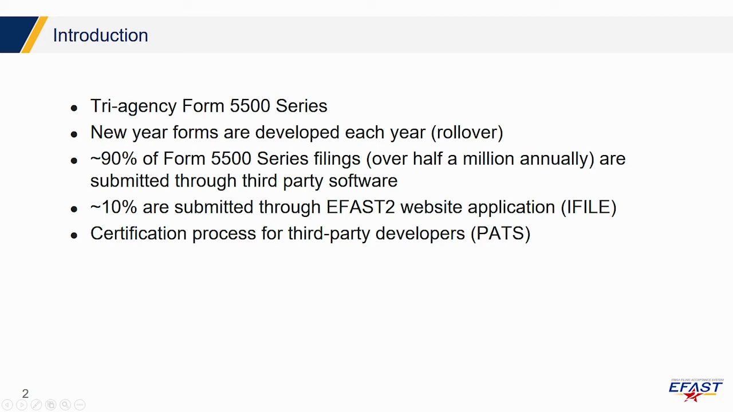The development process we go through to create the new form for filing each year is what we call rollover. Nearly 1 million plan filings are submitted each year. Only about 10% of those are submitted through the EFAST2 website. And the EFAST2 website is at www.efast.dol.gov. And note that we're updating the look and feel of that website. So if it looks a little different lately, it functions the same.